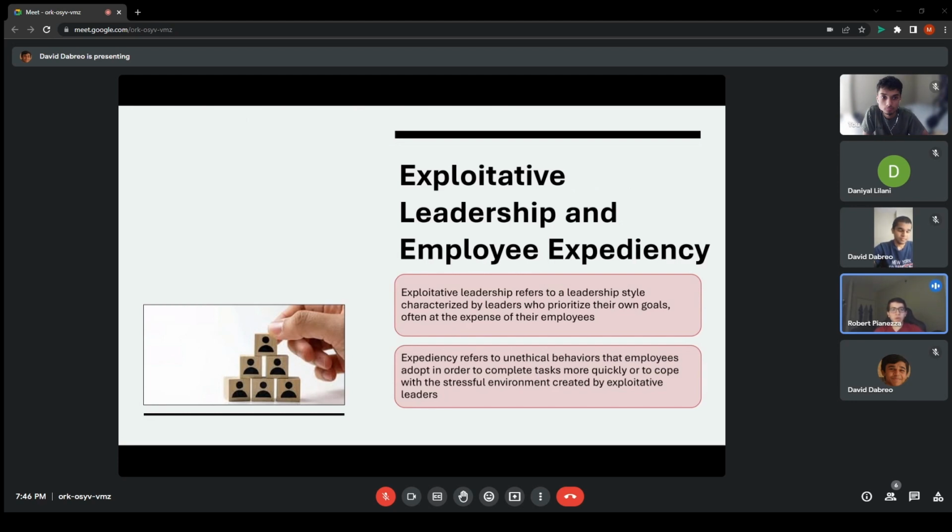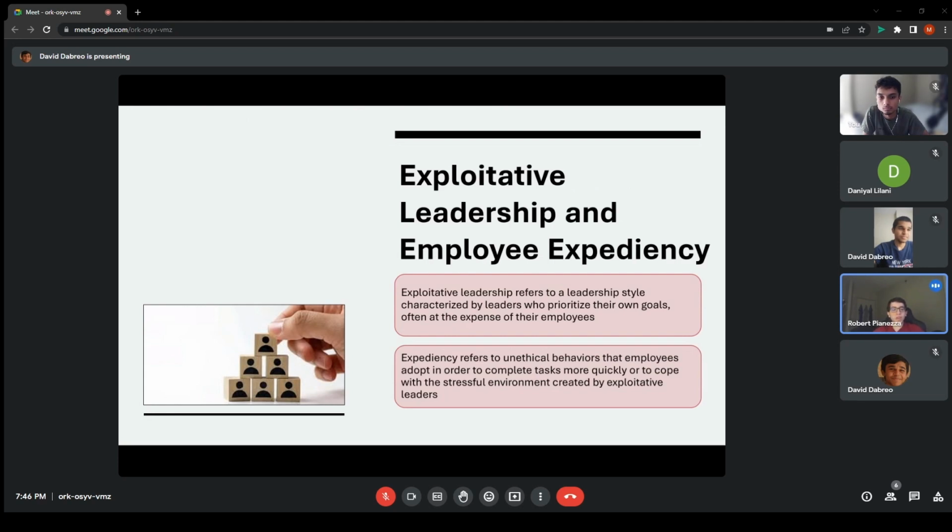As a result, this can lead to employee expediency. Expediency refers to unethical behaviors that employees adopt in order to complete tasks more quickly or to cope with the stressful environment created by exploitative leaders. These behaviors typically have low moral intensity and may involve cutting corners, bending rules, or taking credit for others' work.